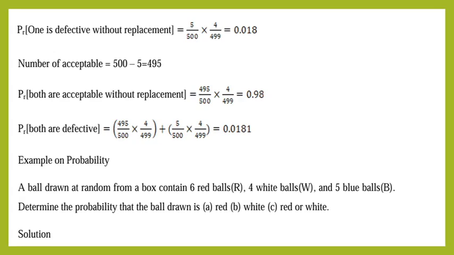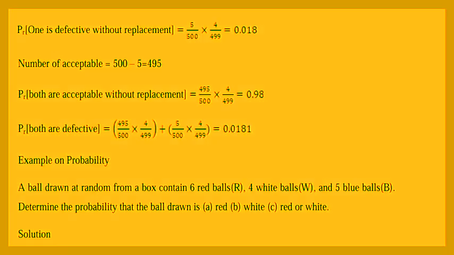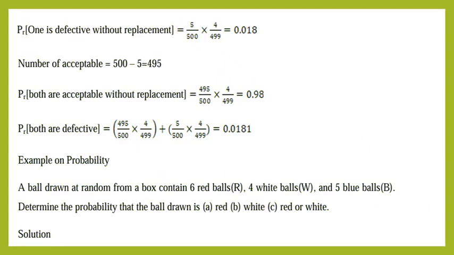So the probability that 1 is defective without replacement will be 5 over 500 times, since it is without replacement, if you take 1 from the defective it will remain 4 over 1 minus the total, which will give us 499. So the probability that 1 is defective without replacement is 5 over 500 times 4 over 499, which is equal to 0.018.